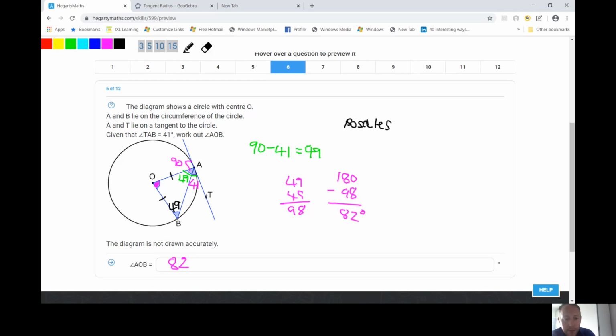So notice you've got your rule using the tangent and radius is 90 degrees, but you've also got to use another rule involving isosceles triangles. Whenever you see a triangle that looks like that, we've got a chord, which is this line from A to B, and 2 radiuses or 2 radii, that always creates an isosceles.